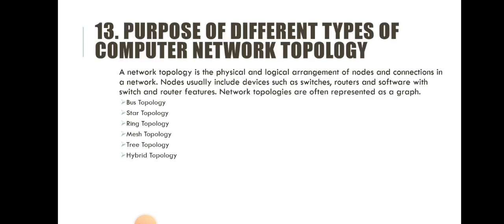The 13th main heading is the purpose of different types of computer networks. Network topology. A network topology is the physical and logical arrangement of nodes and connections in a network. Nodes usually include devices such as switches, routers, and software with switch or router features. Network topologies are often represented as a graph: bus topology, star topology, ring topology, mesh topology, tree topology, and hybrid topology.